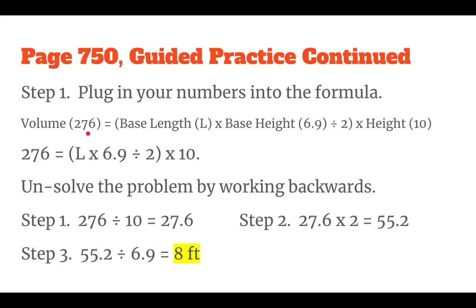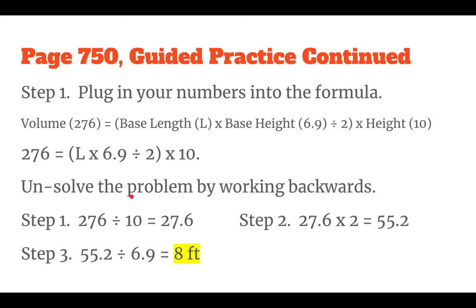So if we plug the numbers in that they just gave us, the volume was 276. They didn't tell us the base length. They told us the base height was 6.9. We divide that by 2 because again, that's just the area of the triangle. And then the height was 10. So this is a simple way to write it without the words. 276 equals base length, we don't know, times 6.9 divided by 2 times 10.